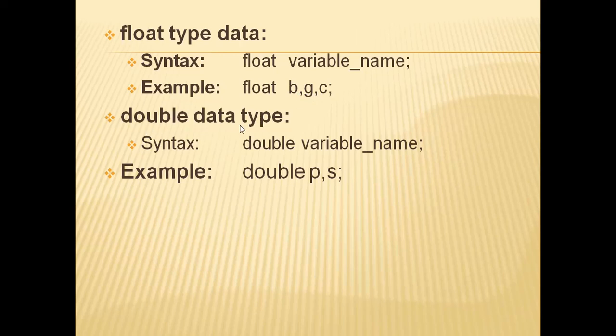And the next one is the double data type, and the syntax for the double data type is double space variable name. An example is double space p comma s. P comma s are the variable names of type double data type, and b, g, c are the variable names of type float data type.